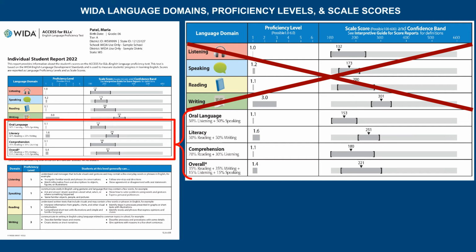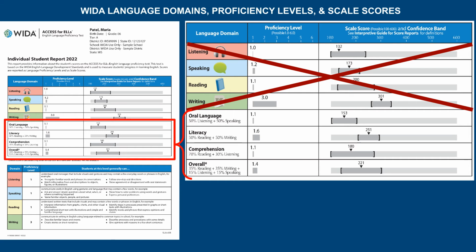Comprehension, 70% reading plus 30% listening is a 1.1 proficiency level and a 180 scale score. Overall, 35% reading plus 35% writing plus 15% listening plus 15% speaking is a 1.4 proficiency level and a 221 scale score. Something to keep in mind, an overall score is available only if students complete all 4 domains of the Access test. Why are composite scores important?